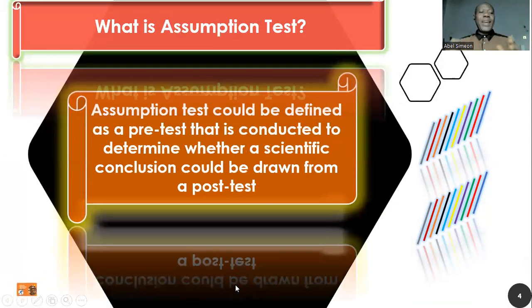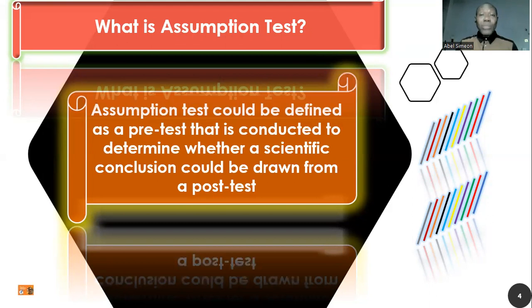An assumption test could be defined as a pre-test that is conducted to determine whether a scientific conclusion can be drawn from the post-test. It is conducted to determine whether the person who has gone through your work can draw a scientific conclusion from it. It is the assumption test that gives him that backing.